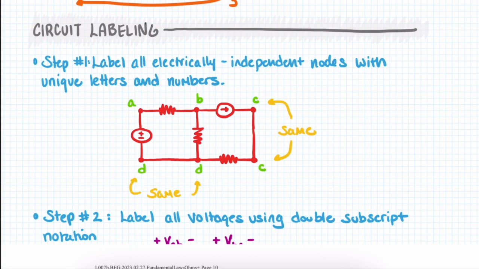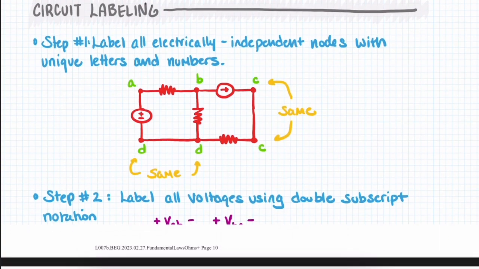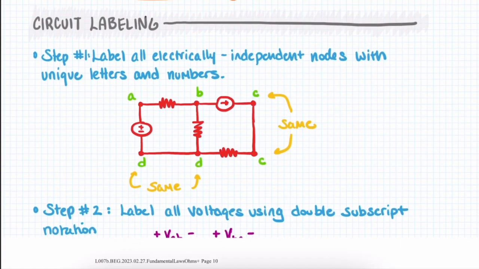Generally, in circuit textbooks and the way that I suggest, we begin by labeling the nodes. So you can see here, we have 6 junctions and 5 electrically independent nodes, A, B, C, D, and E. Right, so that's normally the first part. Oh, sorry, there's only 4 electrically independent nodes. These 2 are the same, and these 2 are the same. So A, B, C, and D.